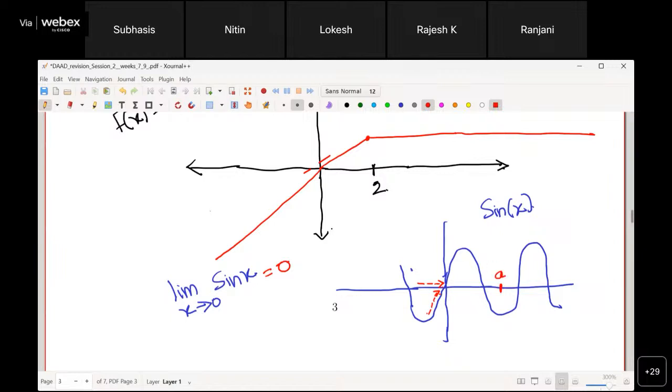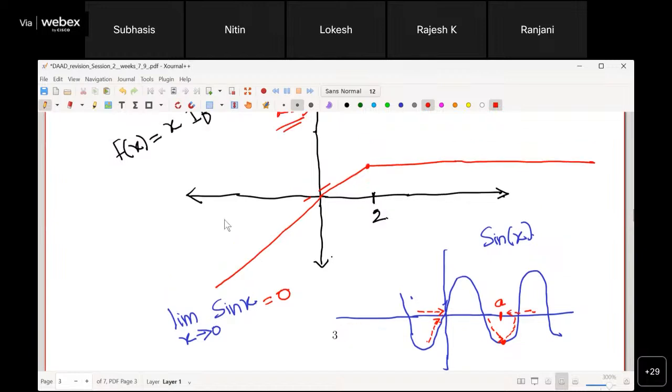So when you are coming to this point A from the right, as you can see, the value of the function is approaching to this point, right? Let's say this. And when you are coming to A from the left hand side, the value of the function is approaching to this. So for all the points in the domain of this sin x, the left hand limit and right hand limit are the same, right? And this will be depending on the amplitude of this sine wave, not the frequency part.